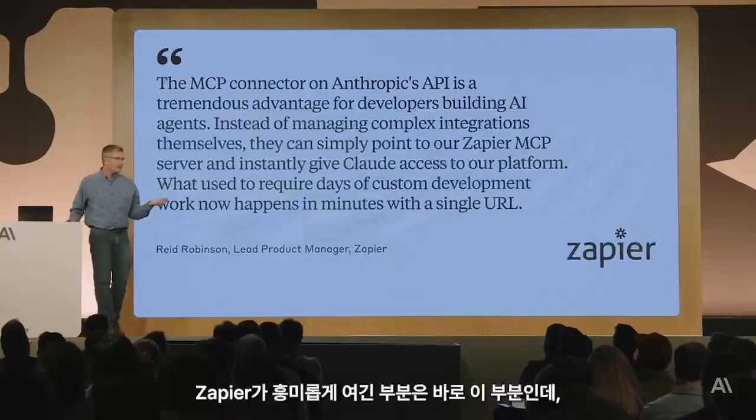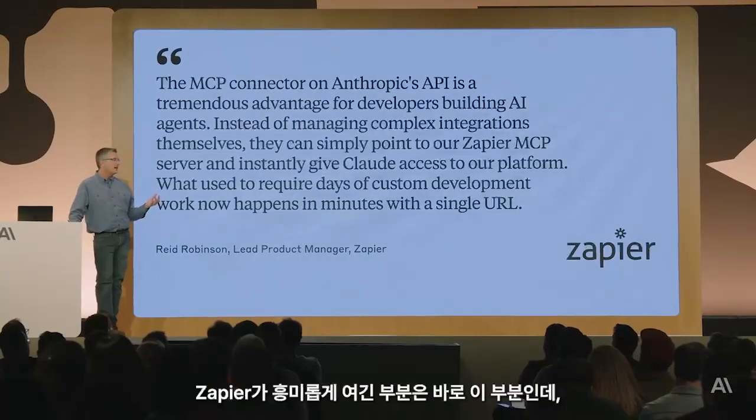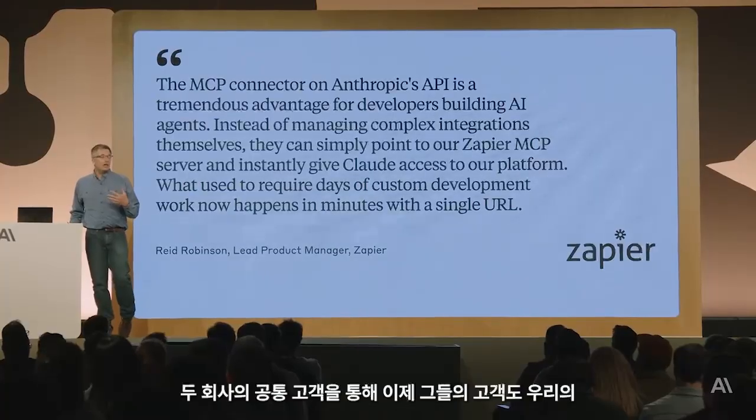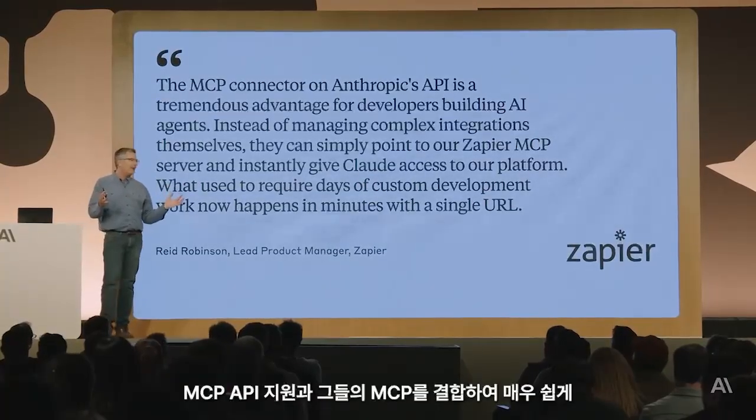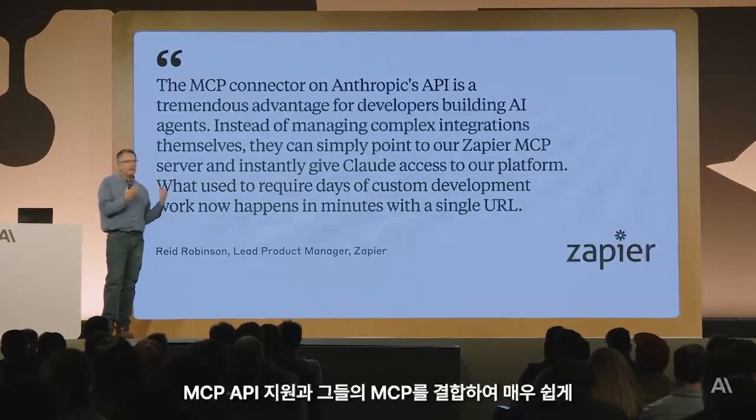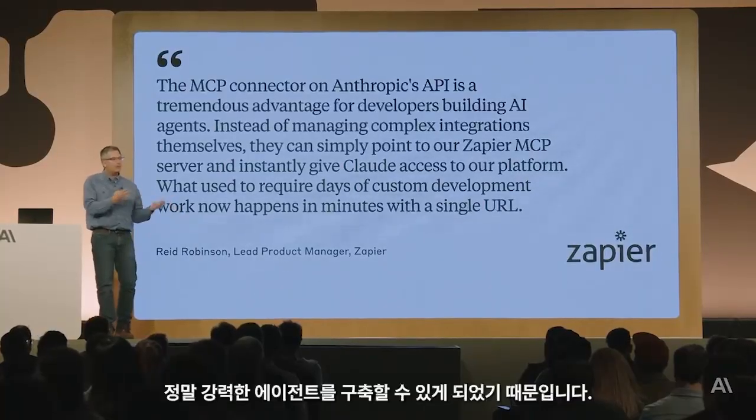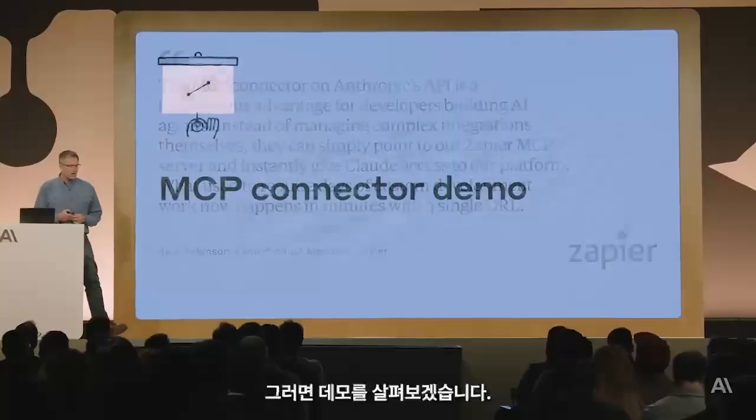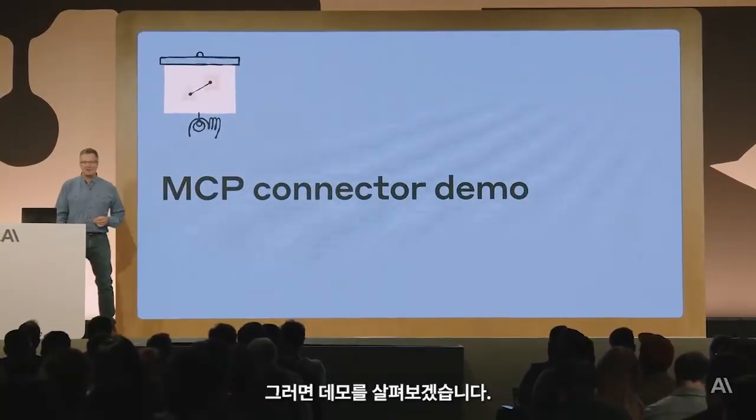And that's really what Zapier has found interesting, because with our mutual customers, their customers can now build really powerful agents very easily with a combination of our MCP API support and their MCP. So let's look at a demo.